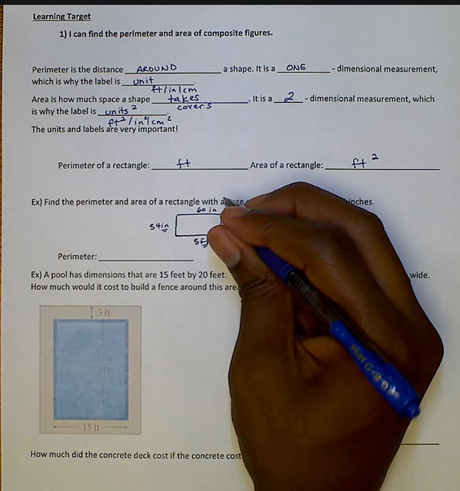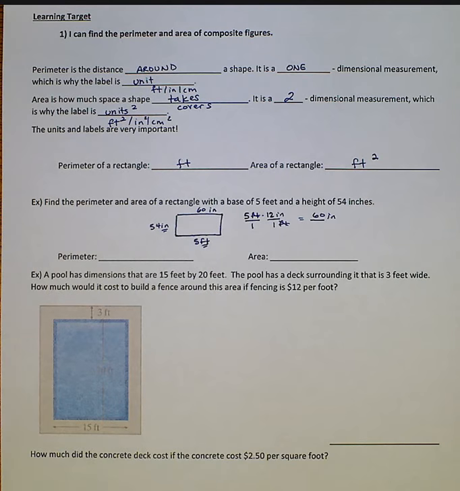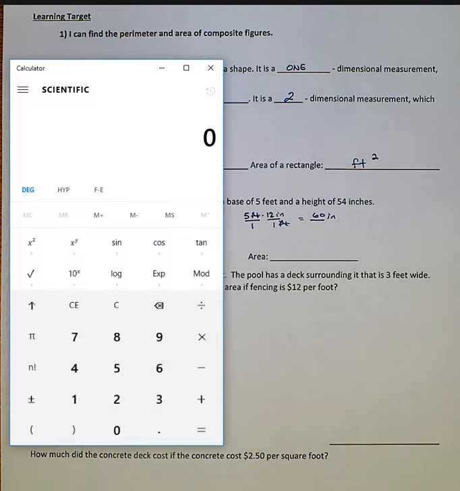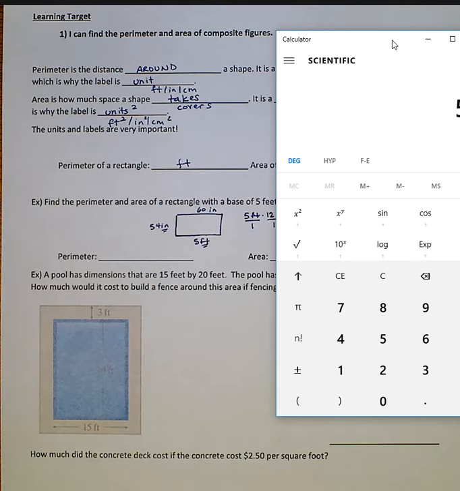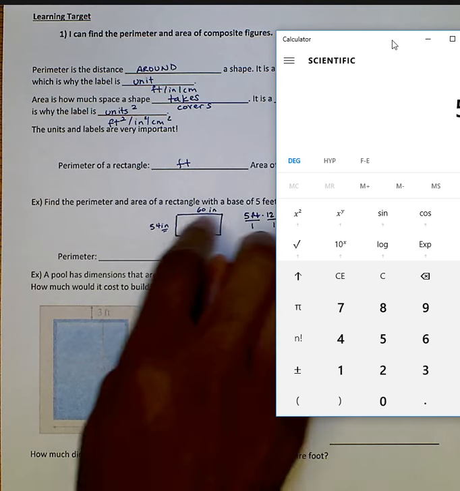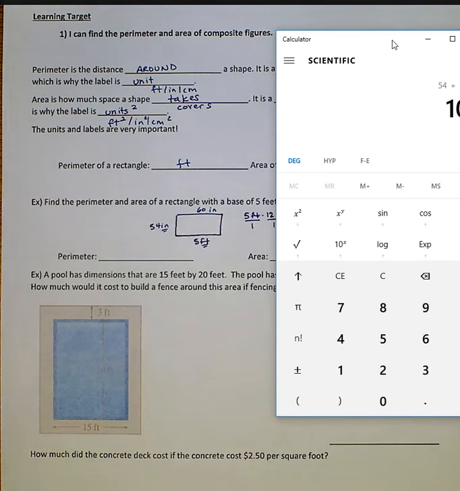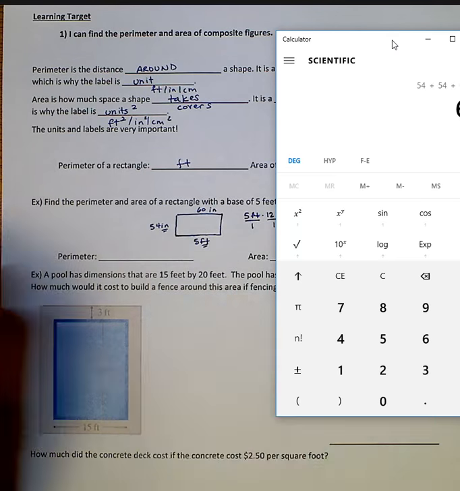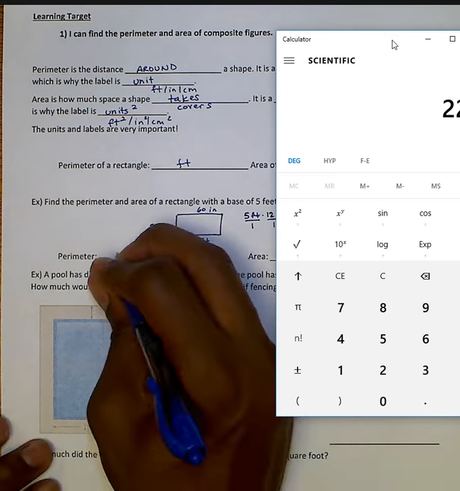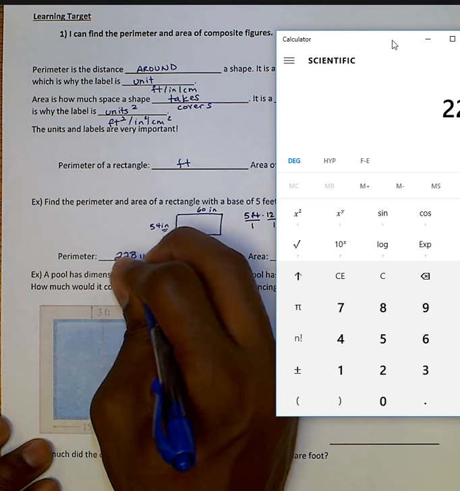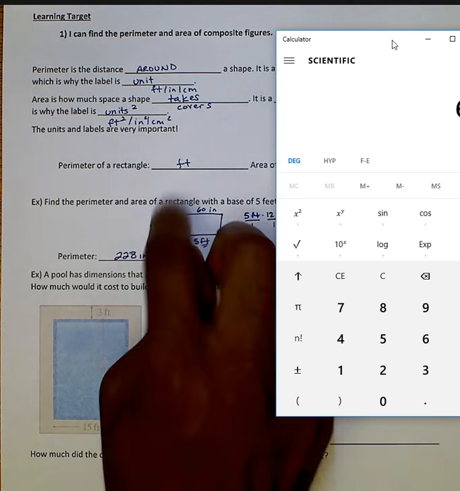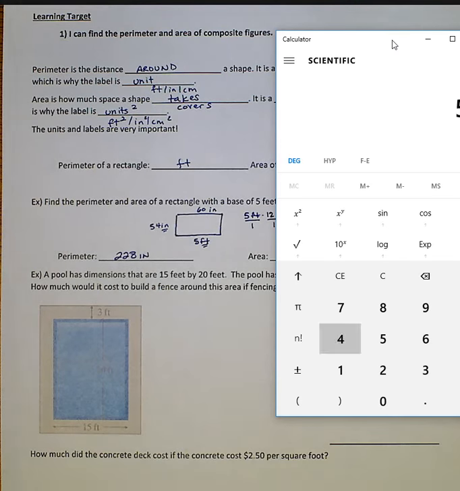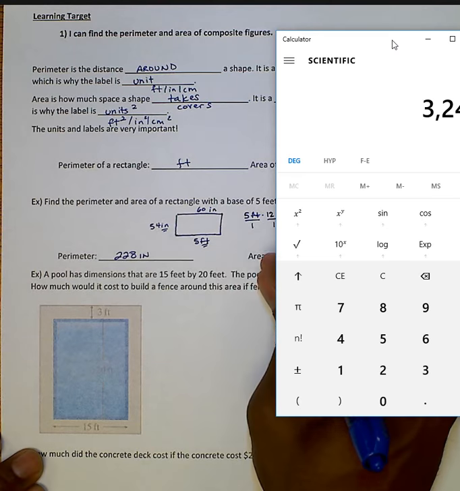Alright, great. And so now I can find my perimeter. My perimeter will be 54 plus 54 to account for these two sides. It's a rectangle, so those two sides are going to be the same. Plus 60 to account for these two sides, which will be the same. So my perimeter will be 228 inches. The area will be 60, the base, times 54, the height, 3,240 inches squared.